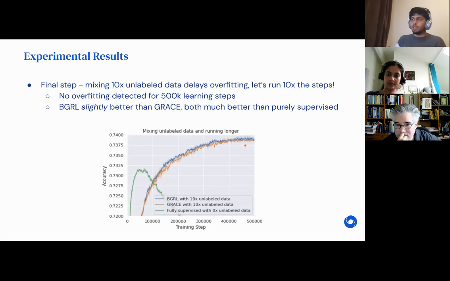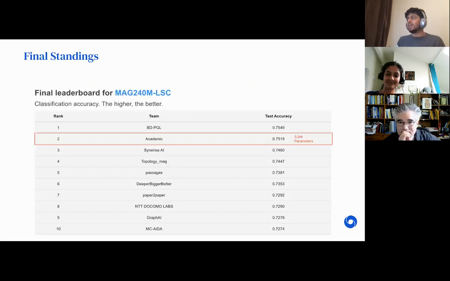And because this was a competition, we just went with whatever 0.1% we could get. And at the end, finally, with some more tricks like ensembling and better sampling strategies for the neighborhoods, we were second in the competition, which was pretty nice.